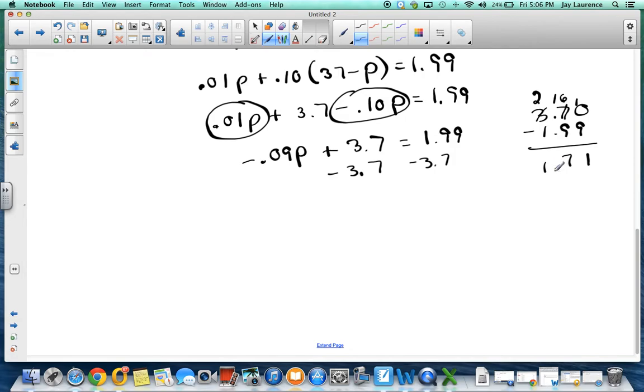That's not seeming right. Let me check it. $1.77 plus $1.99 is going to be 0, carry the 1, it's going to be 7, and carry the 1, 3. Nope, we're good. Okay, felt like I made a mistake.